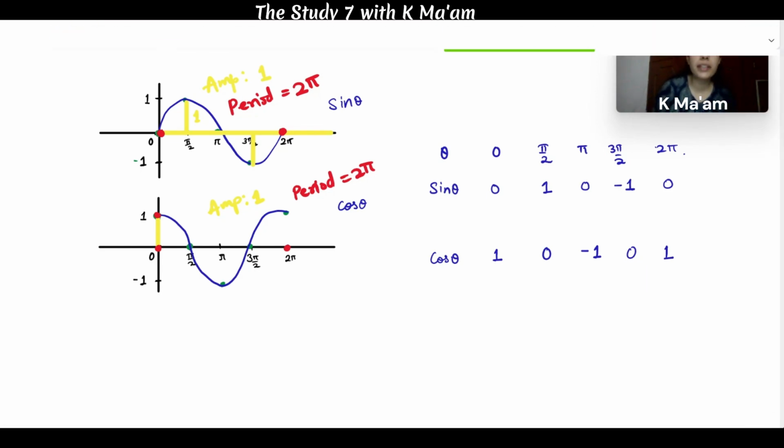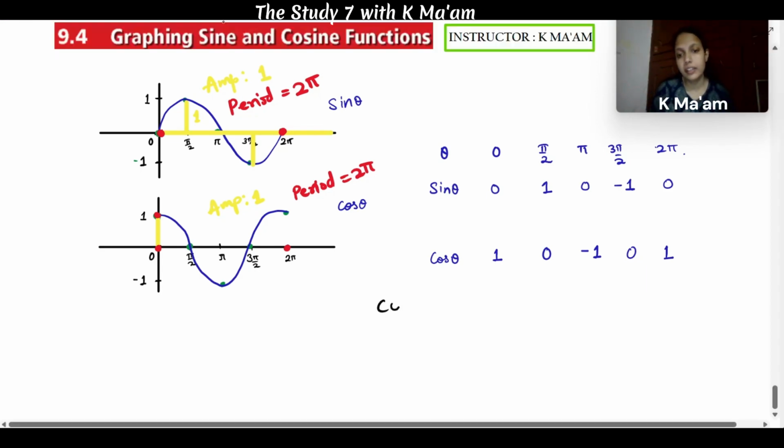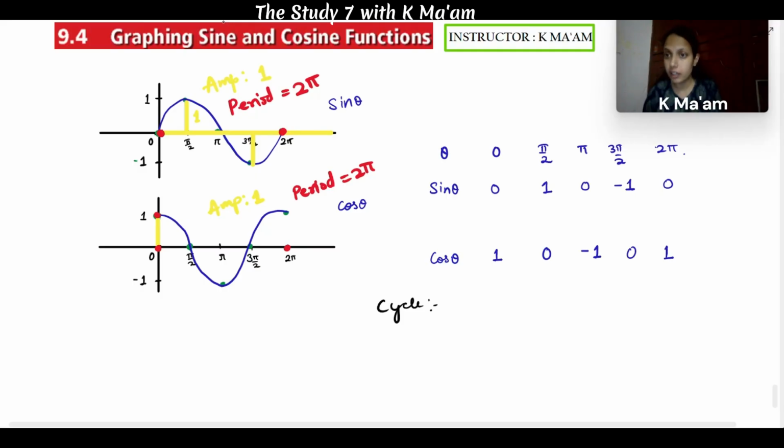Another word is cycle. Cycle is the shortest distance for a curve of a repeated part. So the shortest distance of a repeated part is a cycle. The one cycle is complete from 0 to 2 pi. One cycle is complete under 0 to 2 pi.